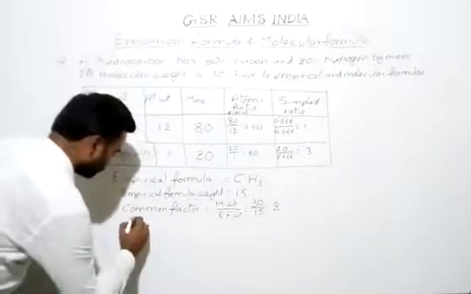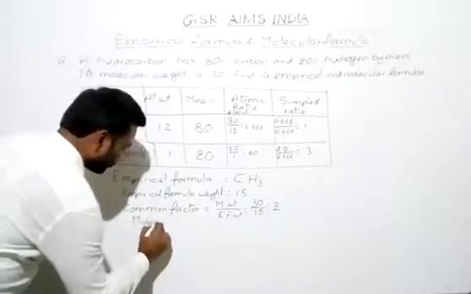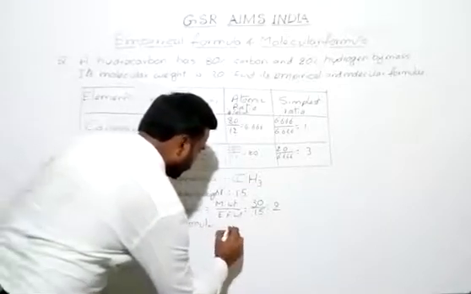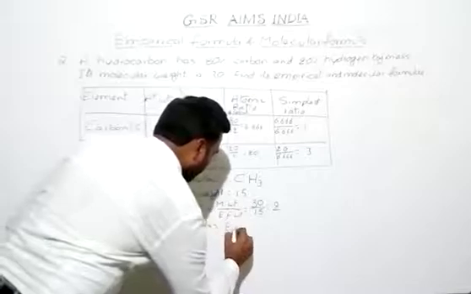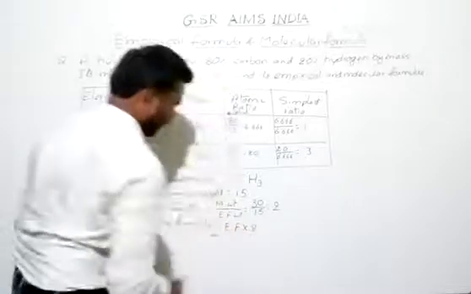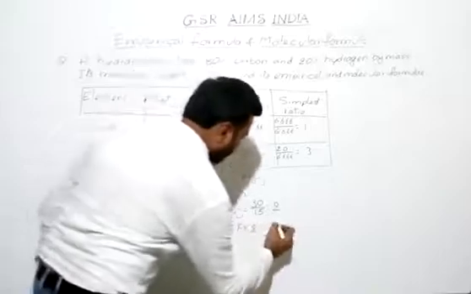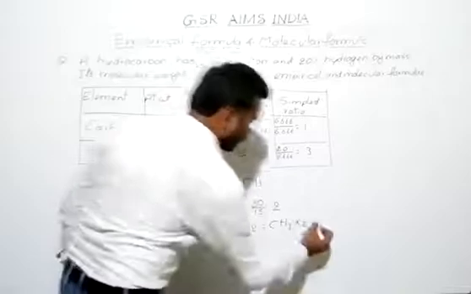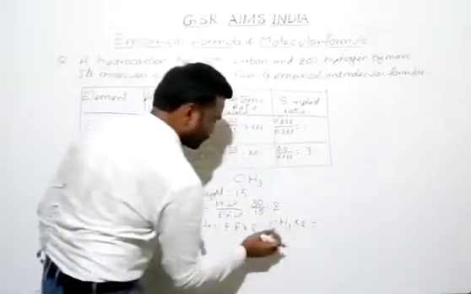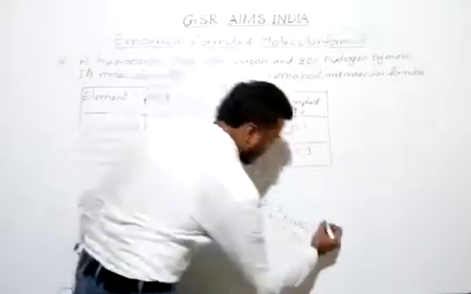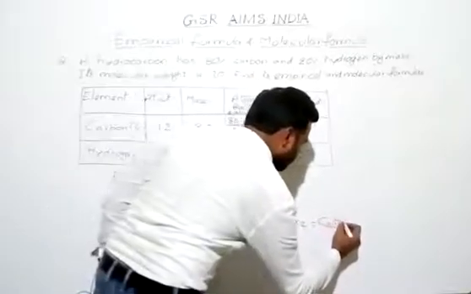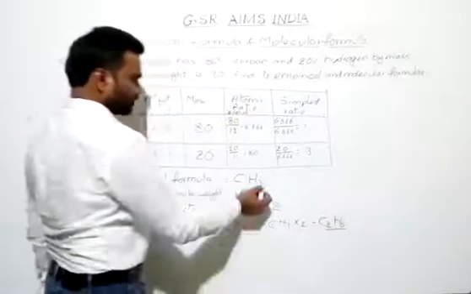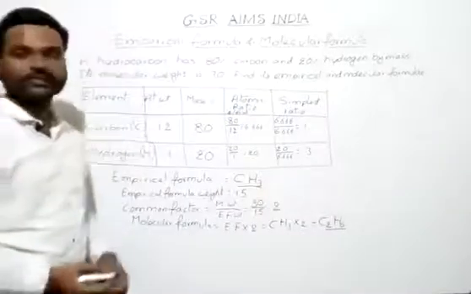From this you can find out that molecular formula is equal to empirical formula into common factor. We found the empirical formula as CH3 and its common factor as 2. From these two we can say, multiply the common factor with all atoms present in the empirical formula. Now we get C2H6. So this becomes the molecular formula of the compound, whereas CH3 is the empirical formula of this compound.